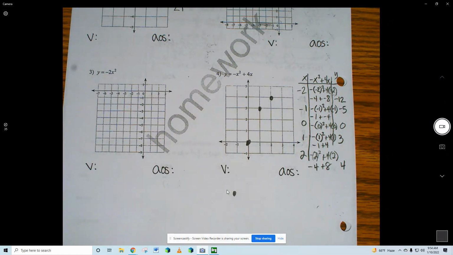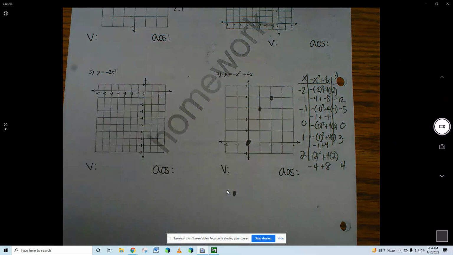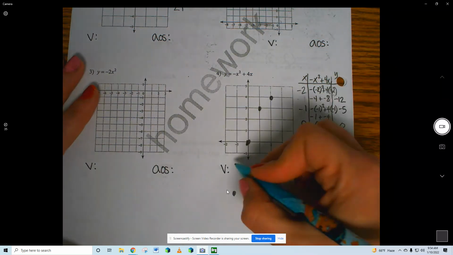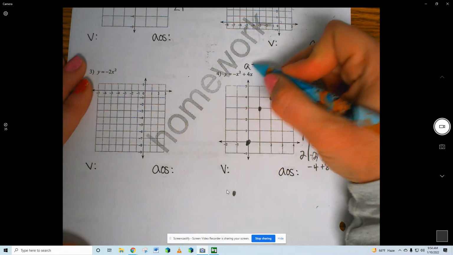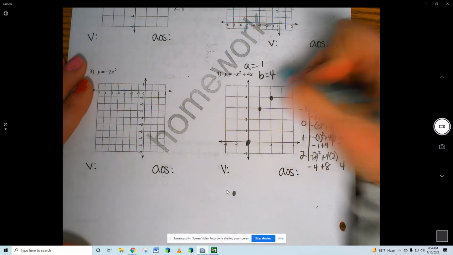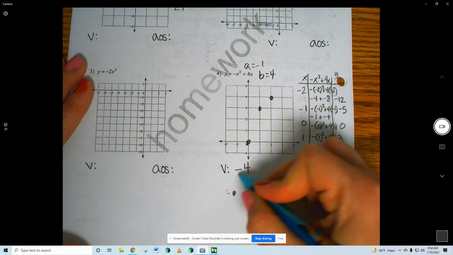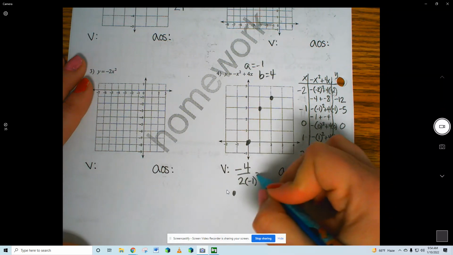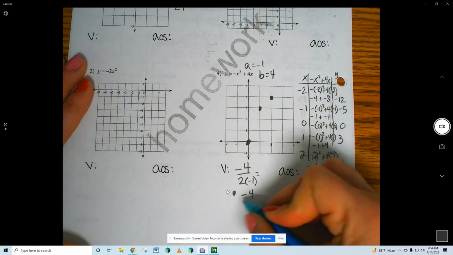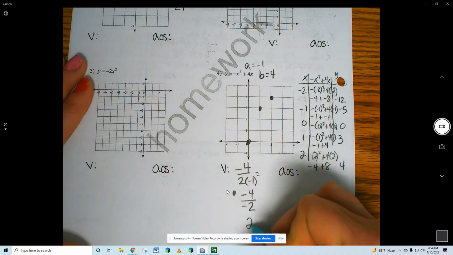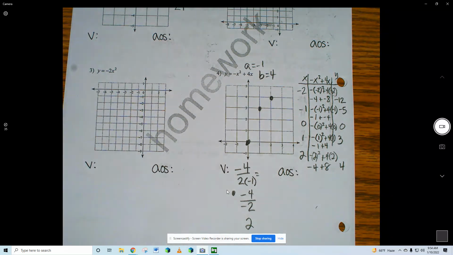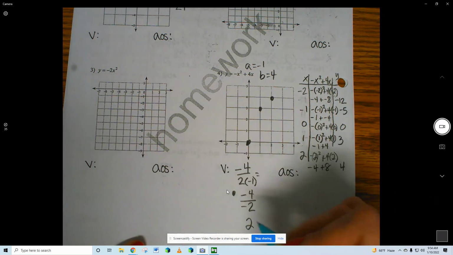So here's what I'm going to do. I'm going to do the vertex using my formula negative b over 2a. A equals negative 1, b equals 4. Negative 4 over 2 times negative 1. Negative 4 over negative 2. 2. Looks like my vertex is going to be 2 comma, I don't know.